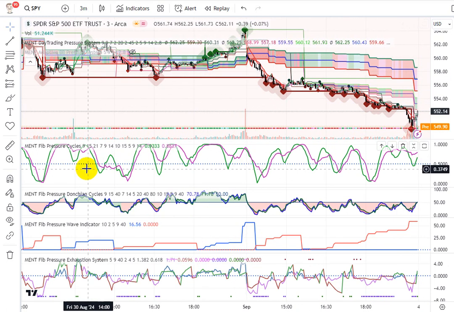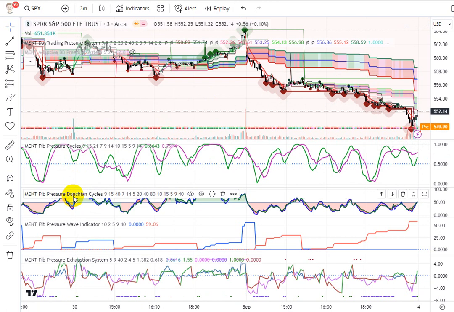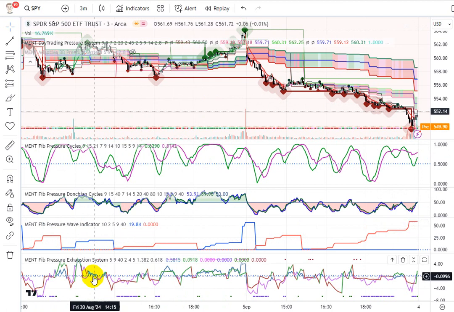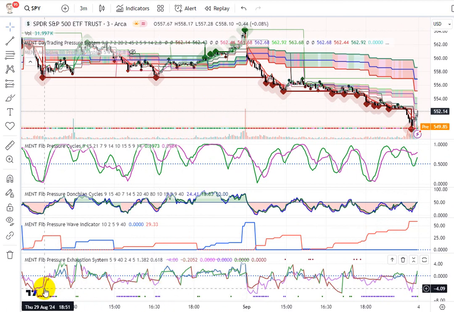Now, here we have the pressure cycles indicator. Here we have the Donchian cycles indicator, which is for trending. Here we have the pressure wave indicator, which is for trending. And here we have the exhaustion system, which is pretty much the raw pressure indicator. We have the pressure level here, which is the blue and the purple line. And then we have the red and the green line, which is the accumulated pressure.